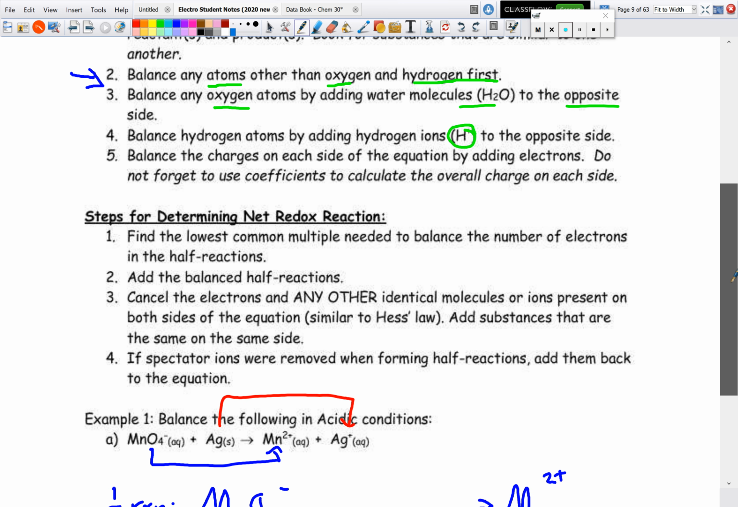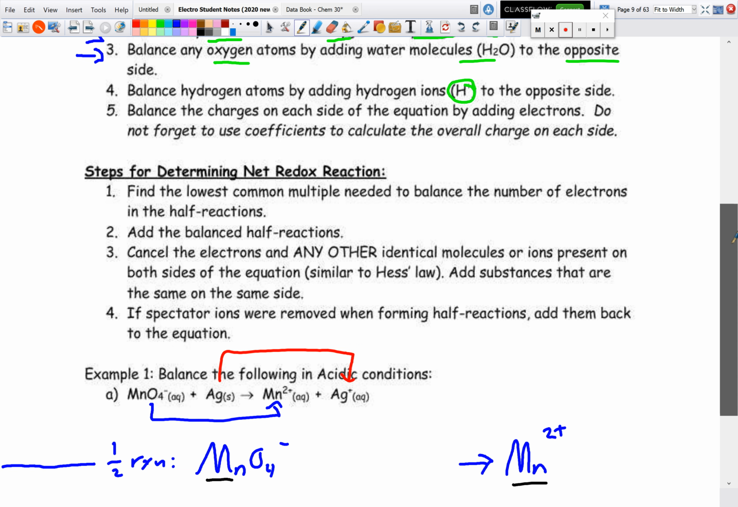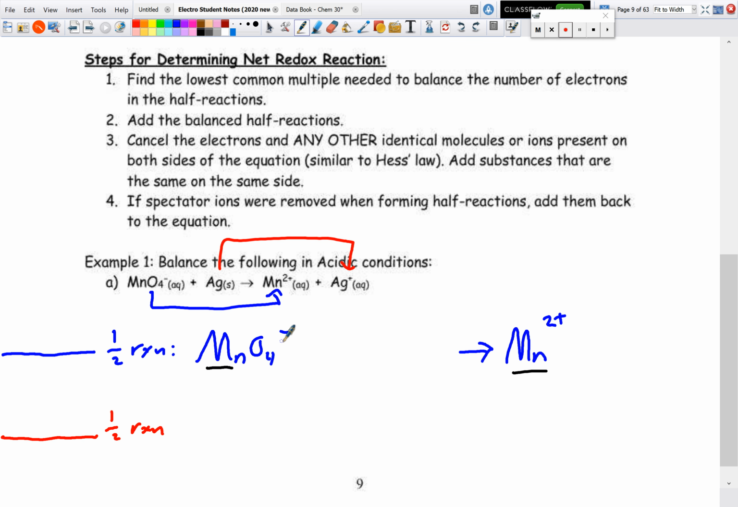Now step 3, where it said balance any oxygen atoms by adding water molecules to the opposite side. So we're going to scroll down here again. We can see that on our reactant side we have 4 oxygens, and on our product side there are 0.